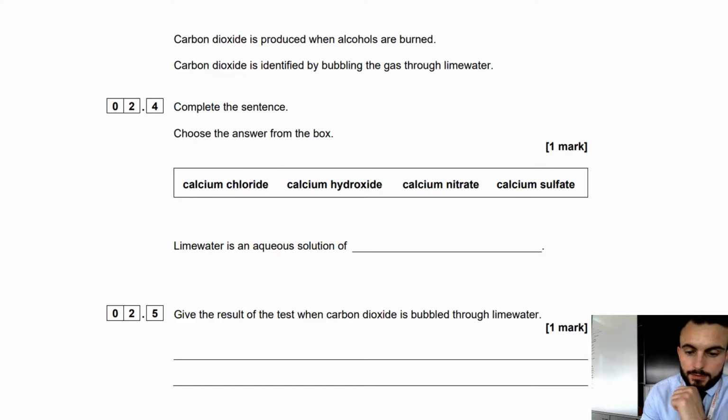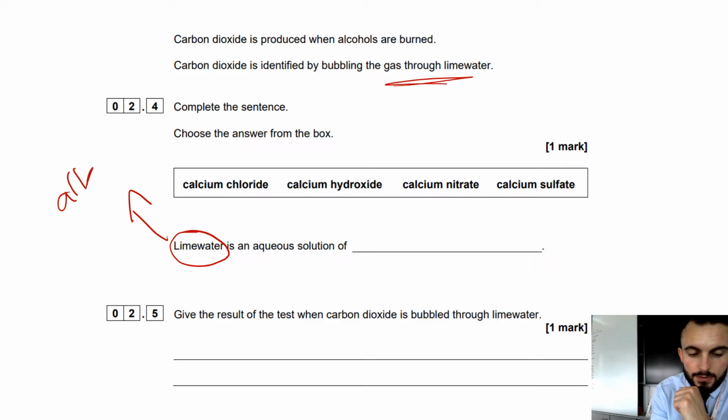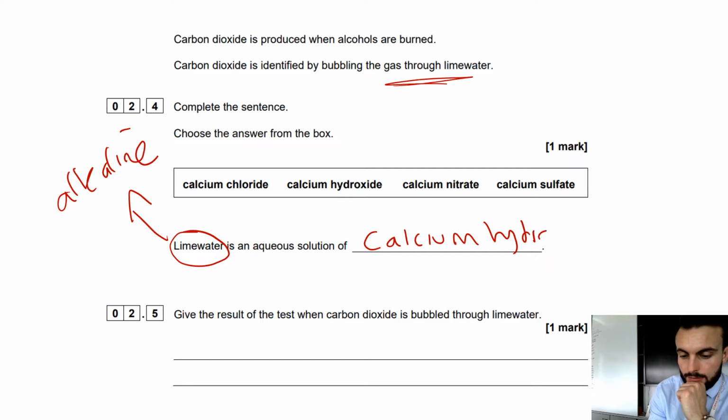Carbon dioxide is produced when alcohols are burned. Carbon dioxide is identified by bubbling gas through lime water, which is the gas test. Complete the sentence. So lime water is an aqueous solution of, and then use the name of the compound in the box. One way of remembering it is that lime water is alkaline. It's like pH 9 or 10. Which one of those is the most alkaline one? Which is calcium hydroxide.